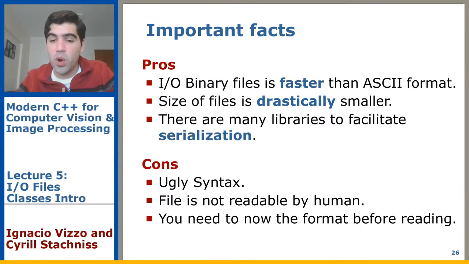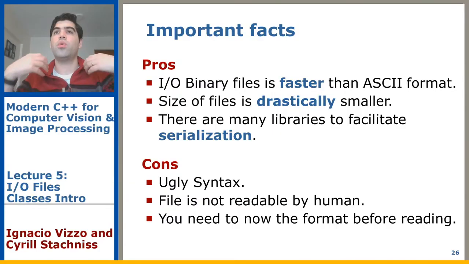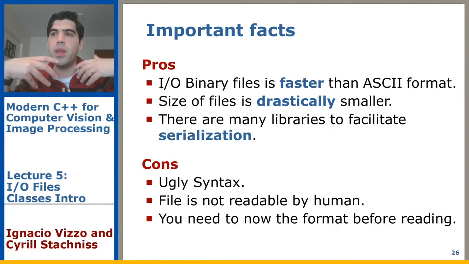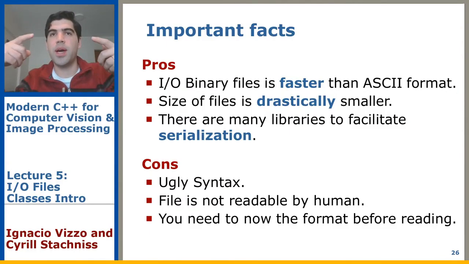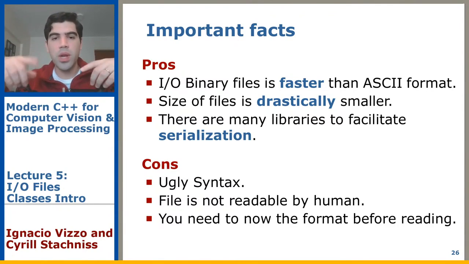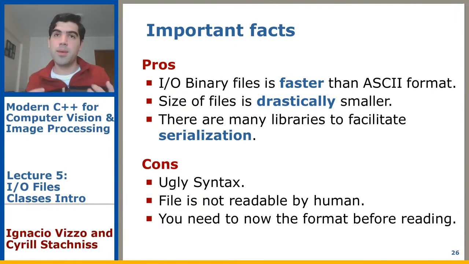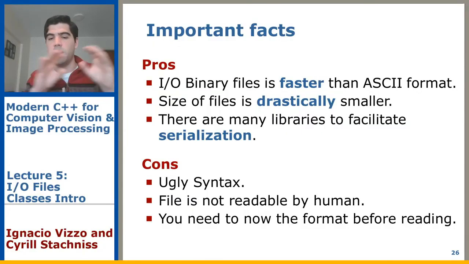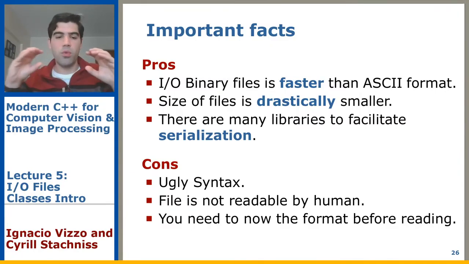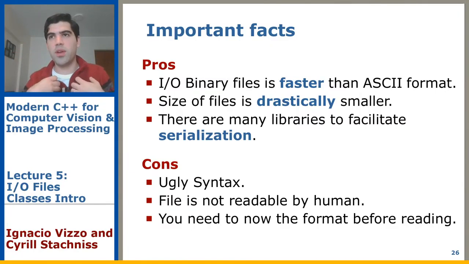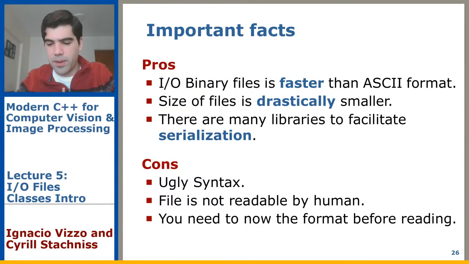Then also you need to know the format before reading. So let's say you write this image to a binary file and then you want to read it. You need to know exactly the format. So first you need to read an integer, then another integer, and then the vector. You cannot do it the other way around, because you will read data, but it's going to be junk, because the file has no structure. It's like a stream of ones and zeros. So you, the reader, need to know exactly the structure of this file.